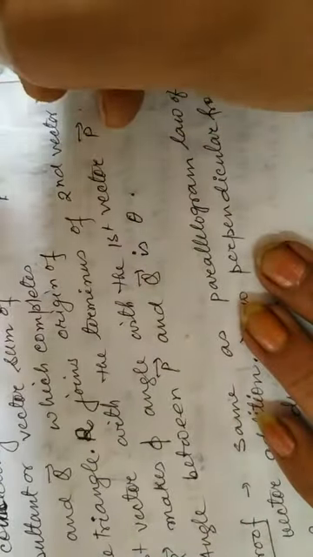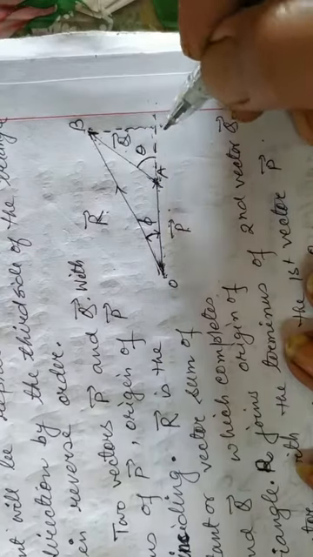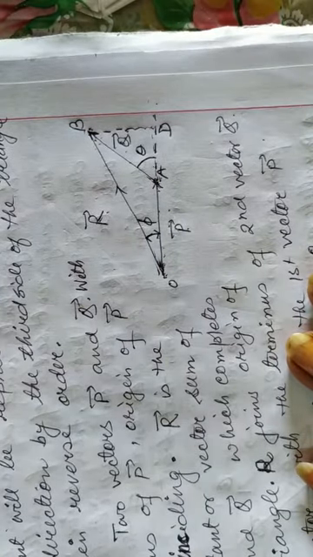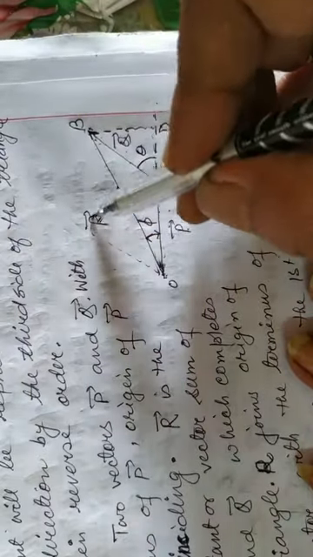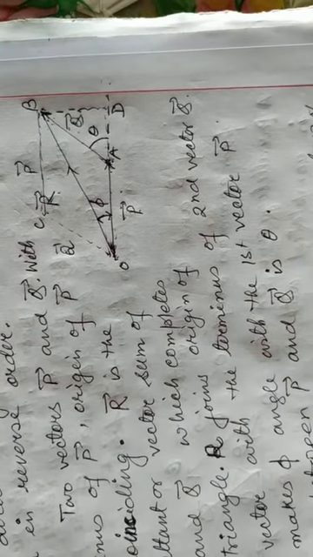Now, how to prove it? The proof is the same as for the parallelogram law of vector addition, which we will discuss next. From B, draw a perpendicular on the produced OA, and call the foot D. Then complete a parallelogram like this, drawing from O a line parallel to Q, and call it C. Then this side will be Q and this will be P. Similar to the parallelogram law, this can be proved. The parallelogram law of vector addition will be done next day.